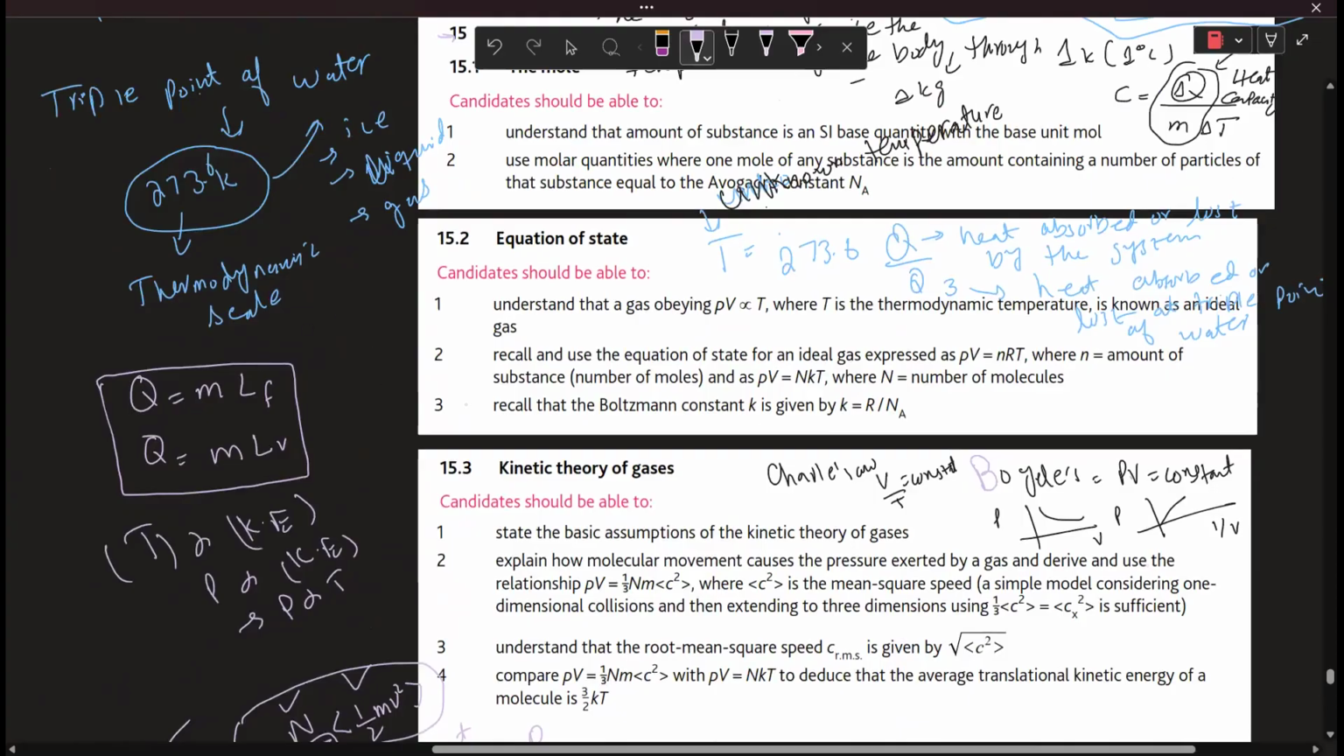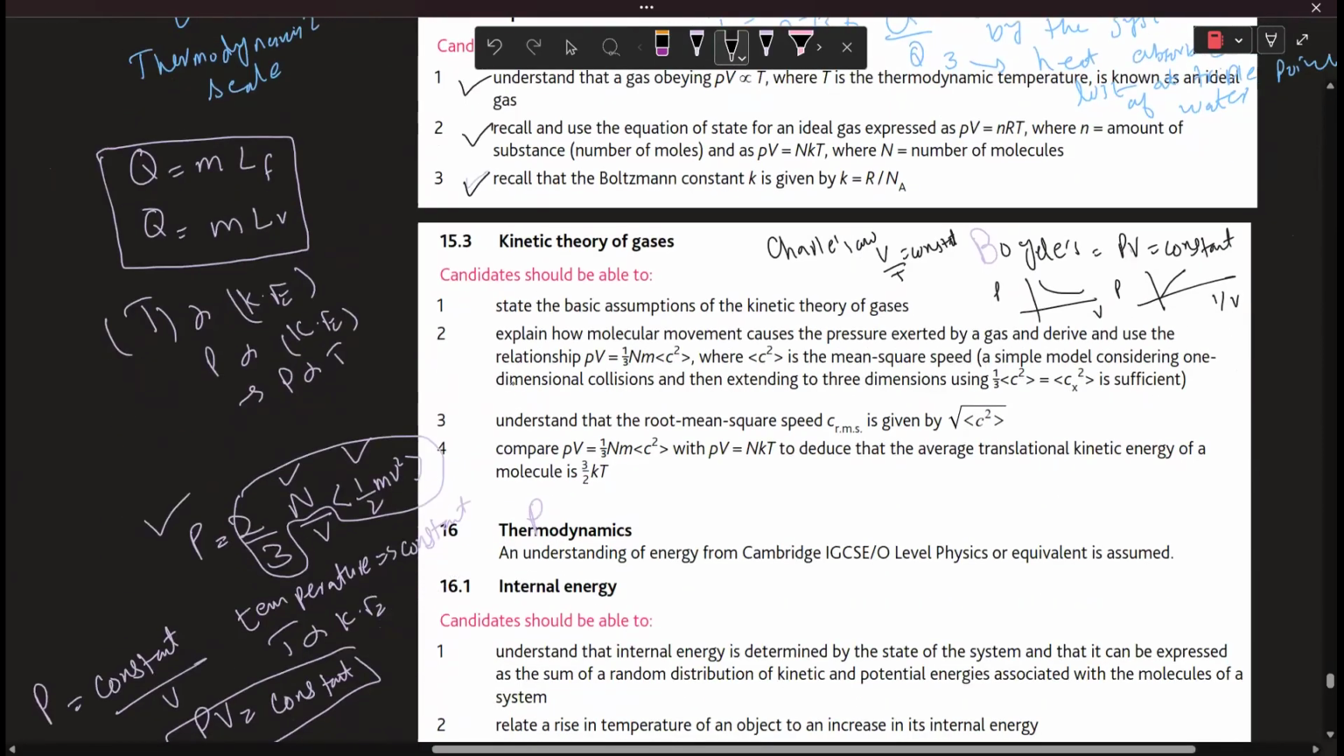We have discussed the Boltzmann constant. Yes, that's done. Recall PV equals NkT. Yes, we have discussed that, and we have discussed that as well. Basic assumptions of kinetic theory of gases, I'll get back to this again. We have discussed this formula.